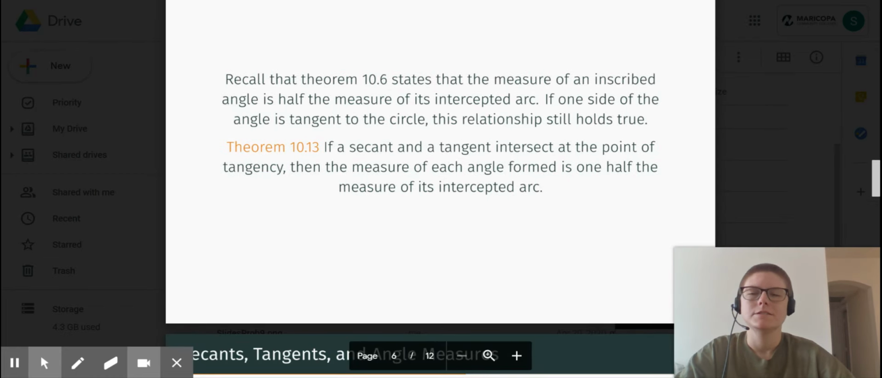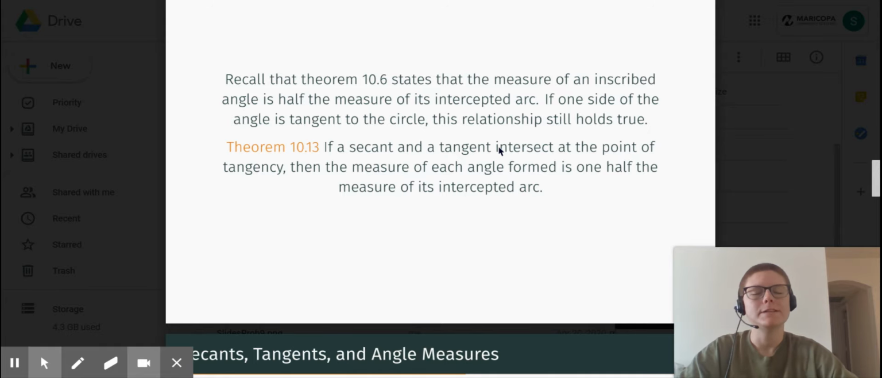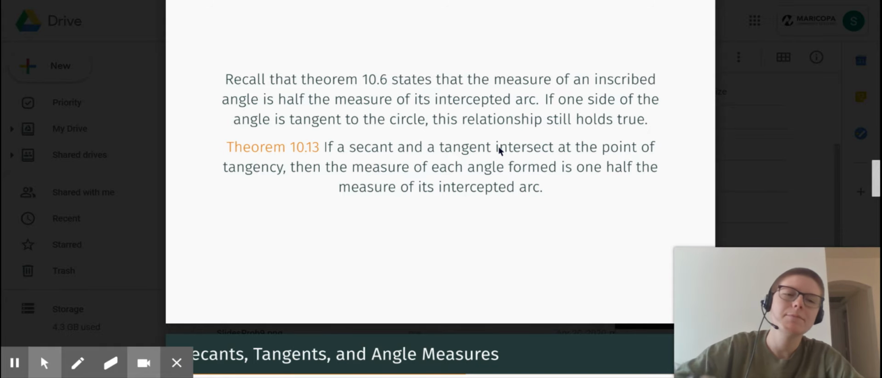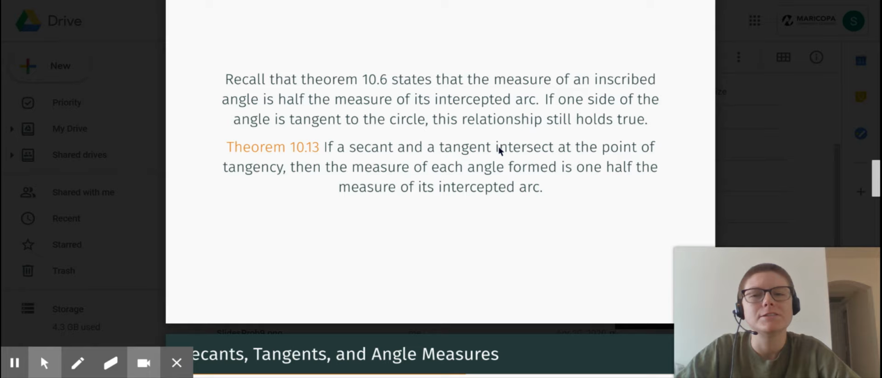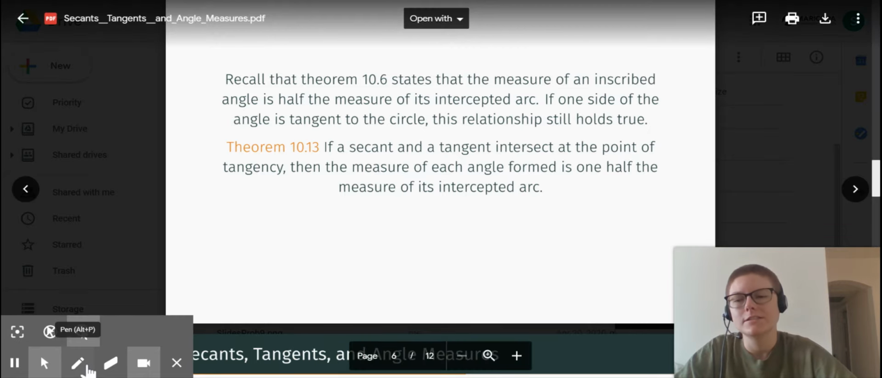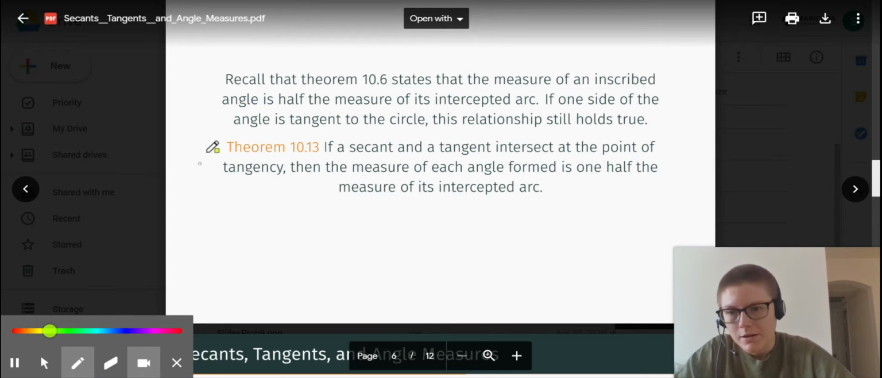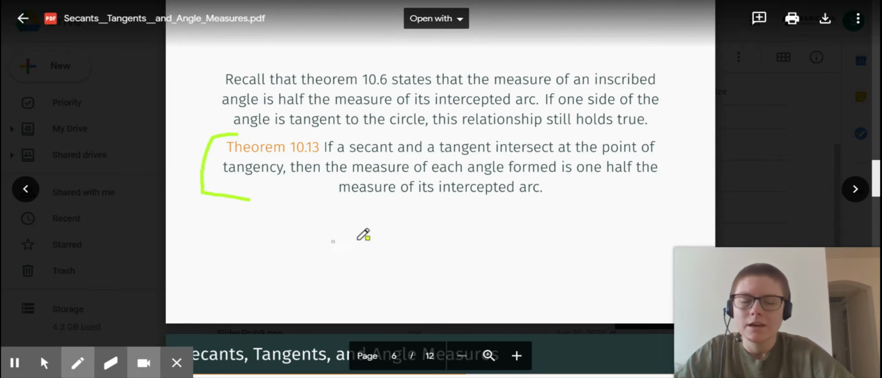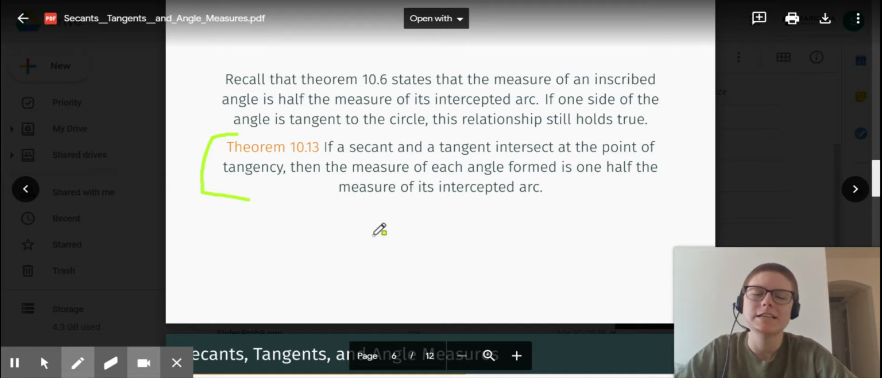Okay, so we want to remember that Theorem 10.6, which is a long time ago, states that the measure of an inscribed angle is half the measure of its intercepted arc. If one side of the angle is tangent to the circle, this relationship still holds true. So we've got ourselves a new theorem. We want to write this one down. If a secant and a tangent intersect at the point of tangency, then the measure of each angle formed is 1/2 the measure of its intercepted arc.